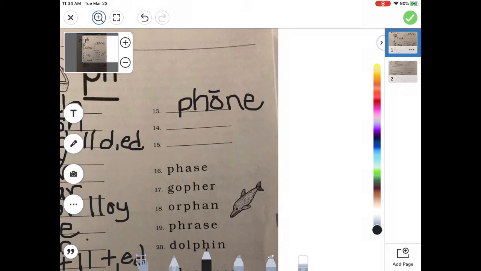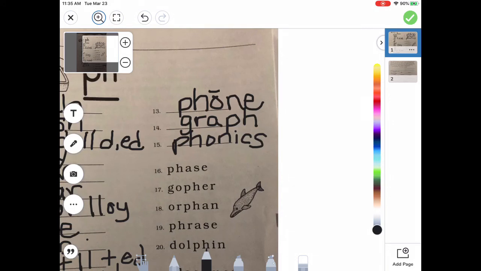How about graph? Graph. G-R. A, and then that F sound at the end. P-H. Good job. How about phonics? We see this word a lot because of Saxon. It starts with that P-H, then O, and then N, I, X, and then the C and the S.